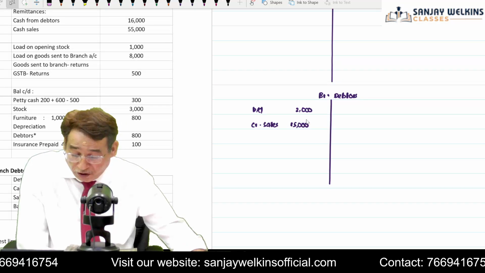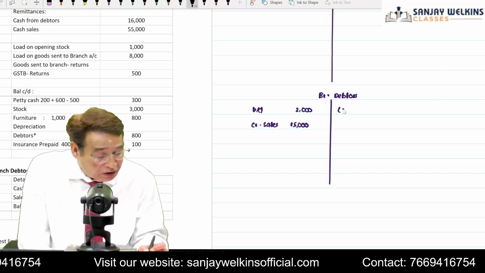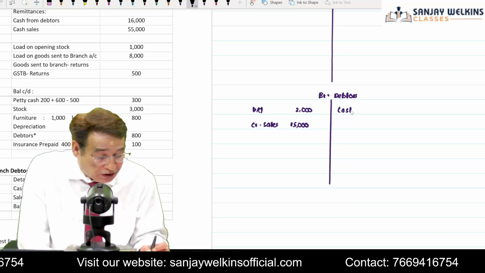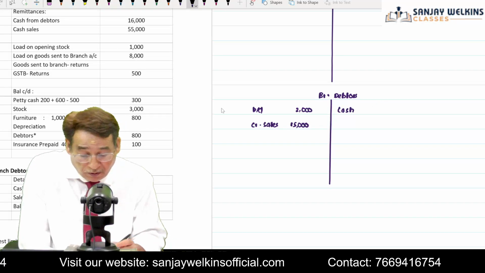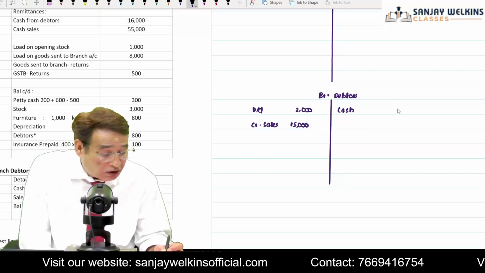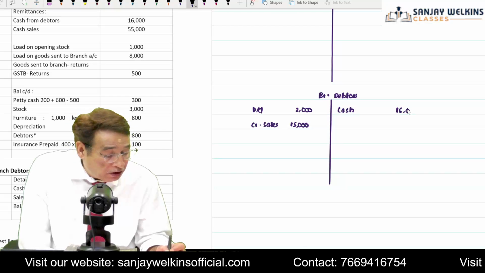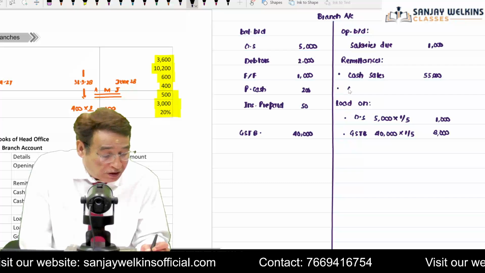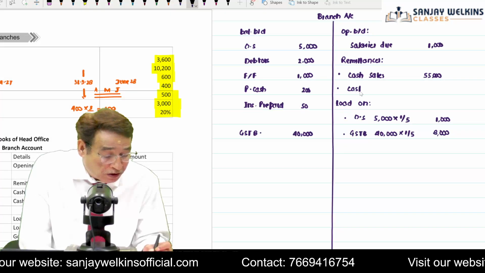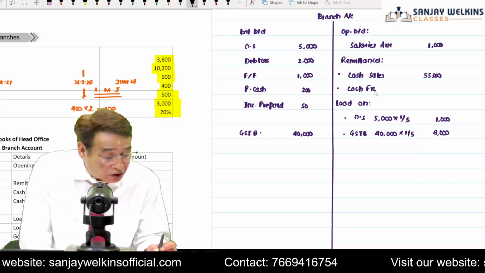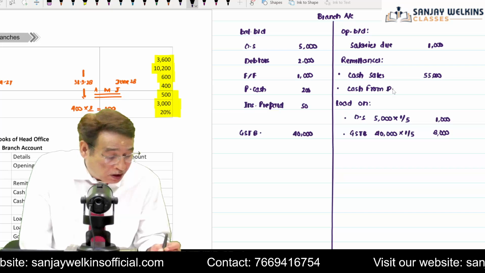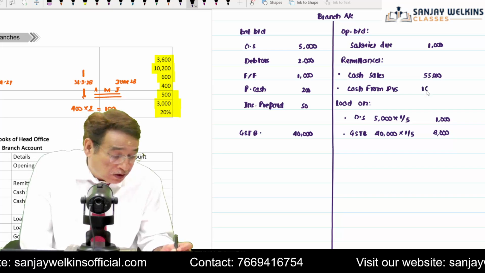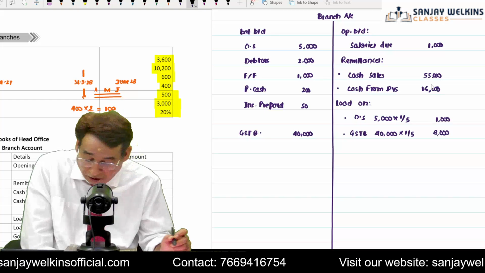Then we have got cash receipt from debtors. Cash receipt from debtors, first of all, I will write here on the credit side of the debtors account, and this happens to be 16,000. And then it is also written under remittances. So under remittances, I will write here cash from debtors. Now cash from debtors happens to be 16, so I will be writing here 16,000.